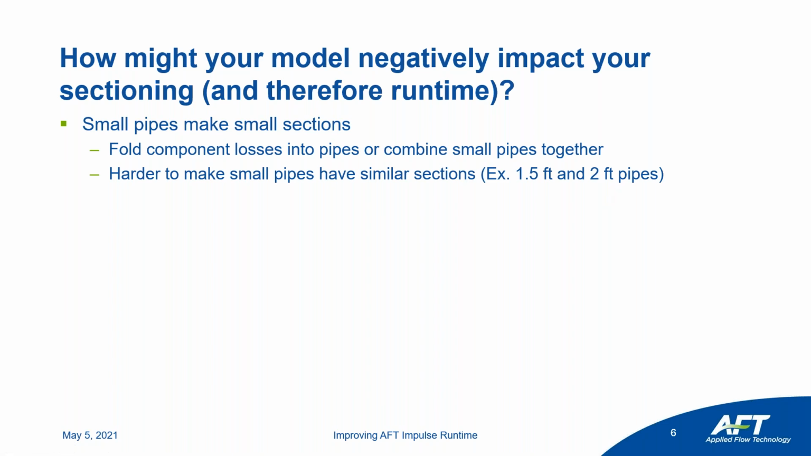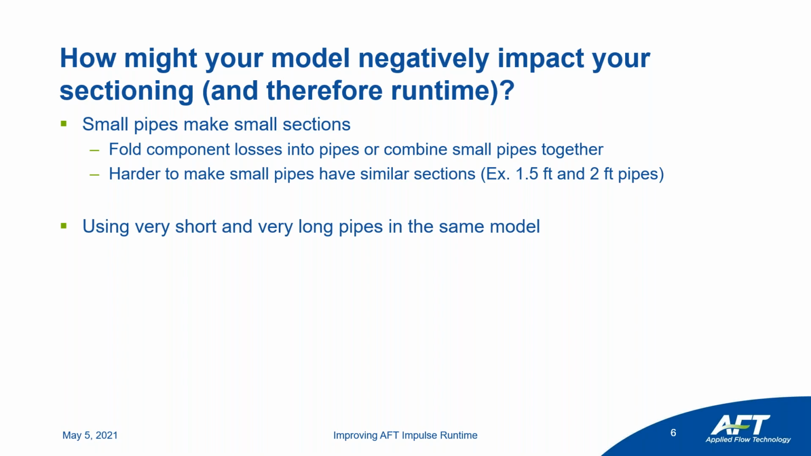This is where you can look for those small changes to a model that won't significantly impact accuracy, but can drastically improve your runtime. So a lot of these examples we'll look at in a model to see what we can look for and what changes we can make. But this is one consideration to make, is looking at small length pipes within your system.